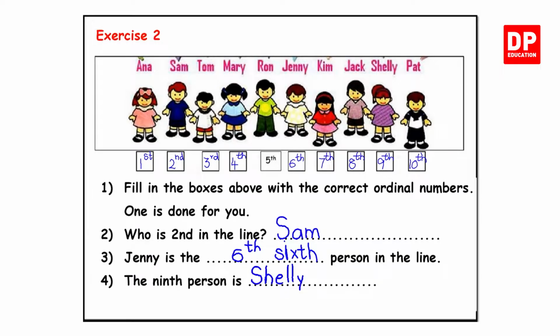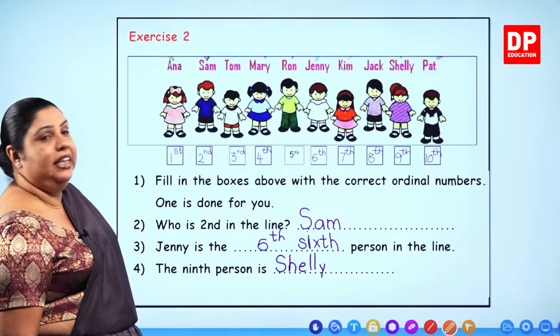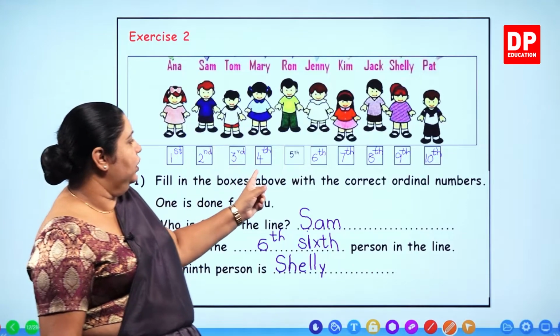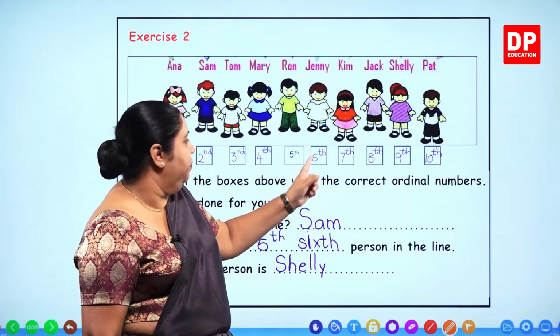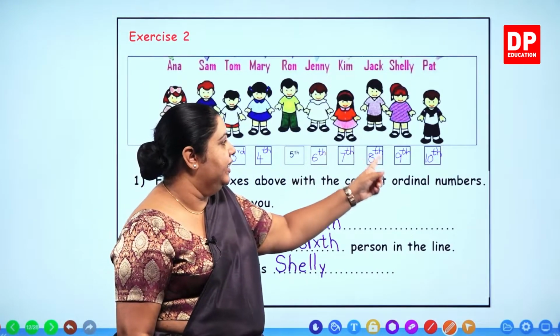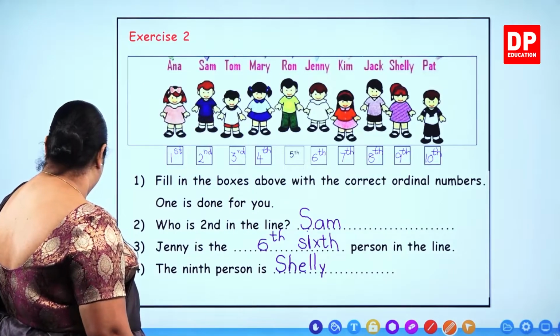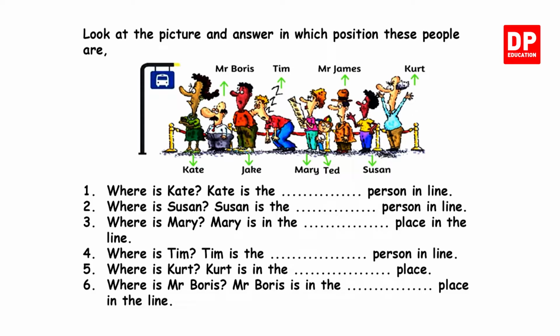S-H-E-L-L-Y. Shelly. The 9th person is Shelly. First, second, third, 4th, 5th, 6th, 7th, 8th, 9th, and 10th. Okay, right. Now let's move on to the next one. Look at the picture and answer in which position these people are.